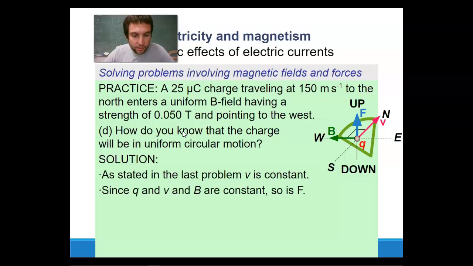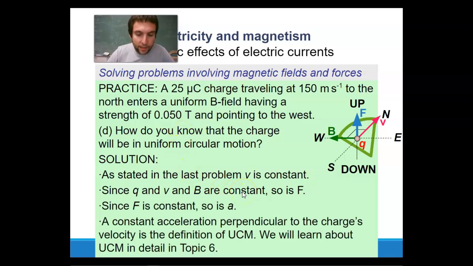So V is constant. Q, V, and B are constant, and so is F. F is constant, so is A. A constant acceleration, perpendicular to the charge's velocity, is the definition of uniform circular motion. We learned about that in a different part of the class.